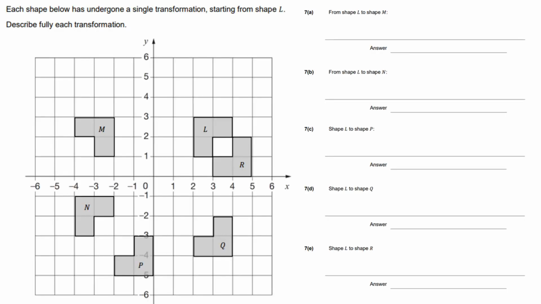Describe fully each transformation starting from shape L, right? And it goes into M, N, P, Q, and R. Okay, well, let's start with L to M. This one is L and M is here. Well, that's obviously a reflection. And all we need is a line of reflection, and we can say that it's about the y-axis.